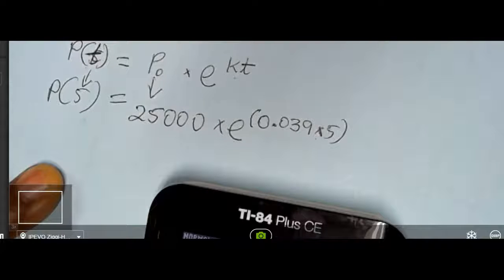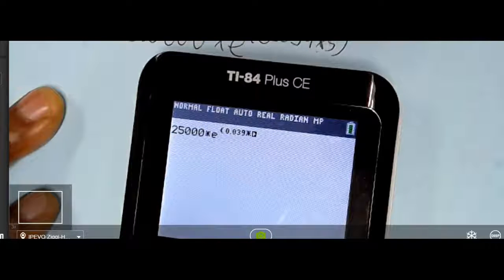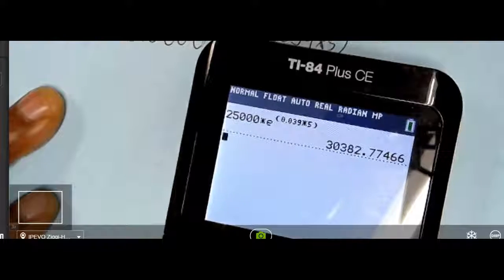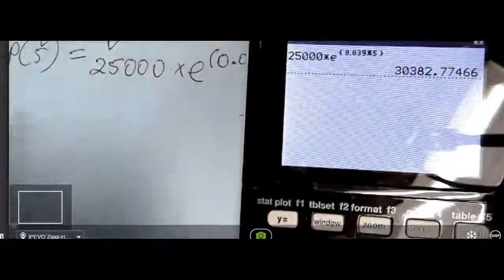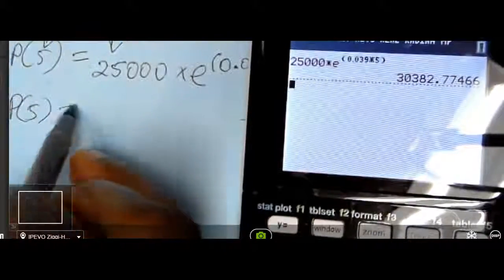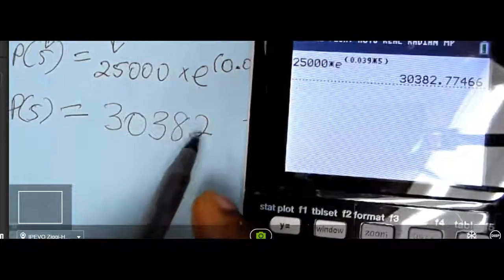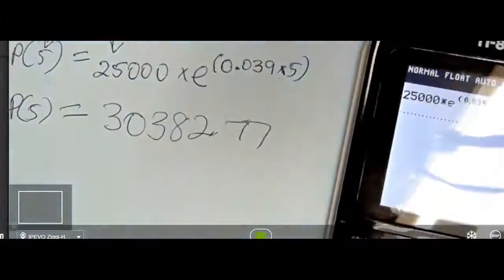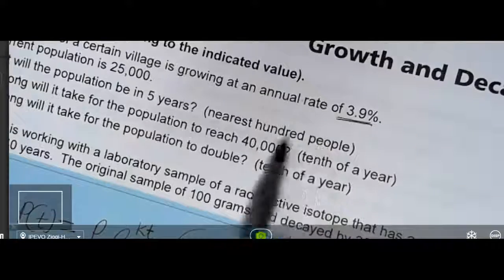So 0.039, and then times that parentheses, times 5. Then I close my parentheses. Hit enter. It gives us that. So P of 5 is equal to 30382.77. But they want us to round to the nearest hundred of people.